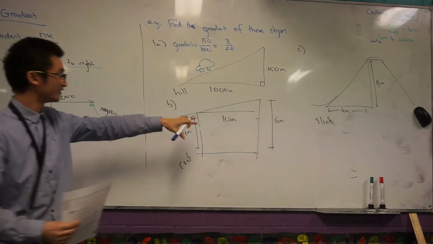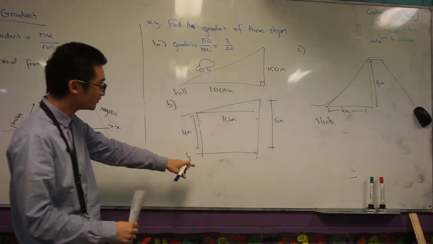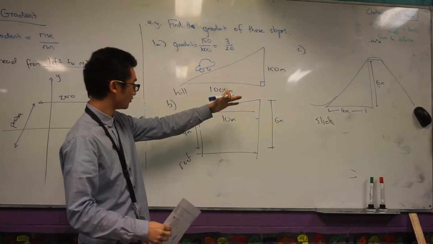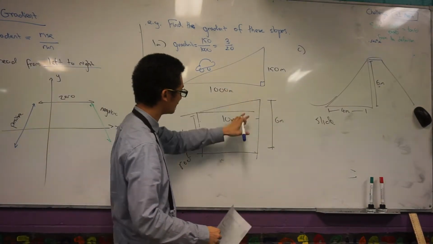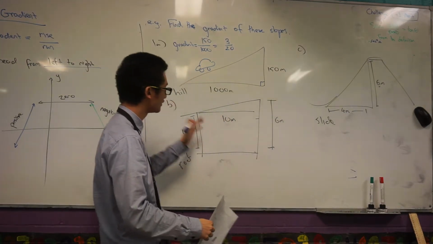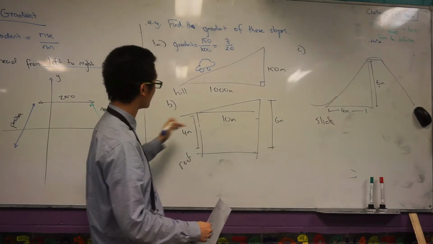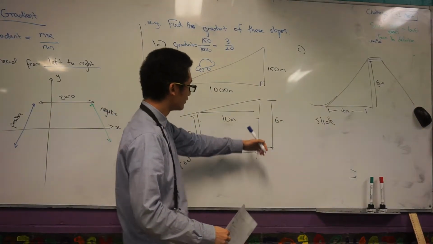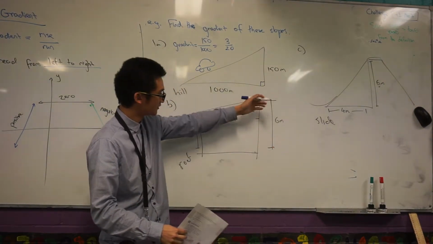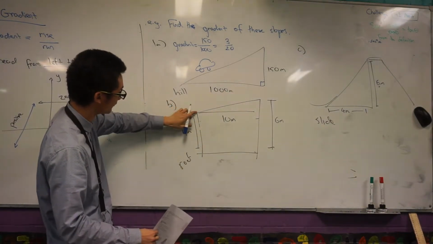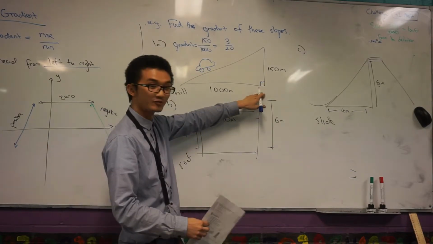Alright, see if you can beat me for these ones. Let's keep going. I've got a roof now, and I just want to look at the component which has a slope, okay? I can see there's a slope going on here, but I've got a whole lot of other measurements. So the only ones I'm interested in are the run, which in this case is 10 meters, and my rise, which seems to be 6 meters, but notice carefully, where is my slope? My slope is only starting from this point here, and going up towards the top.